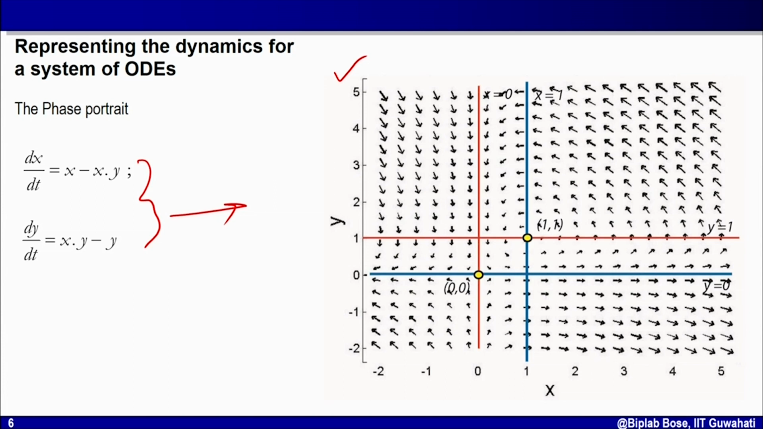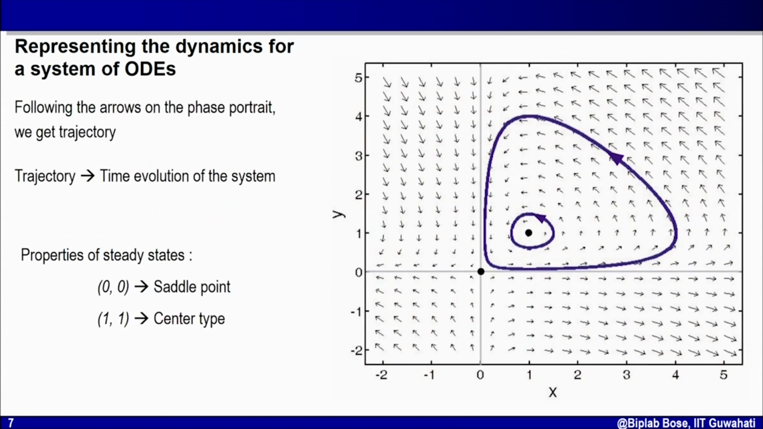Now what are these arrows telling me? These arrows are telling me the direction of evolution of the system. So let us see how I can understand the direction of evolution of the system from a phase plane analysis. Suppose the same plot I have drawn here, just the color has been changed. So I have x on the horizontal axis, y on the vertical axis, same predator-prey model ODEs, and this is my phase plane.